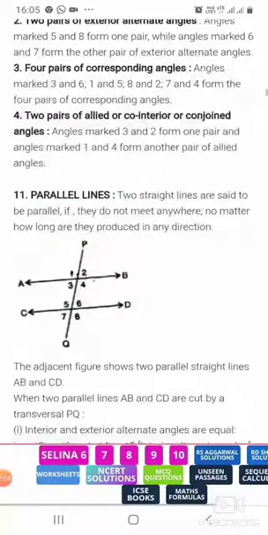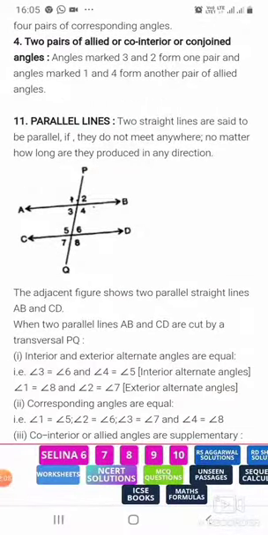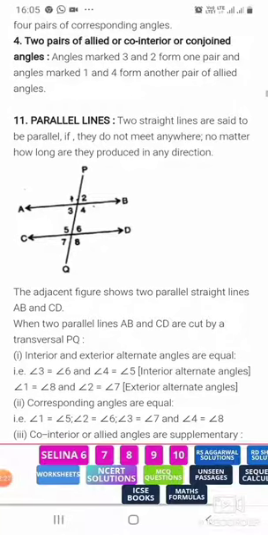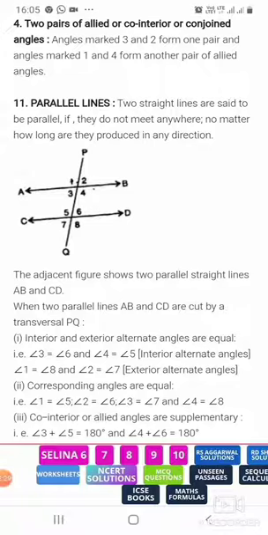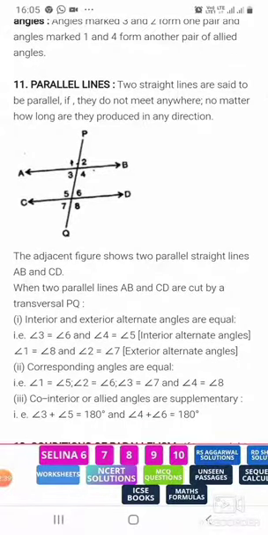Now moving to parallel lines. The property of parallel lines is that they do not intersect at any point. Even if you extend them to infinite distance, they won't intersect. Such lines are called parallel lines. If you see AB and CD, they are parallel lines because they maintain equidistance. Whatever distance there is between AB and CD will be constant even if you extend them to infinite distance. Such lines are called parallel lines.